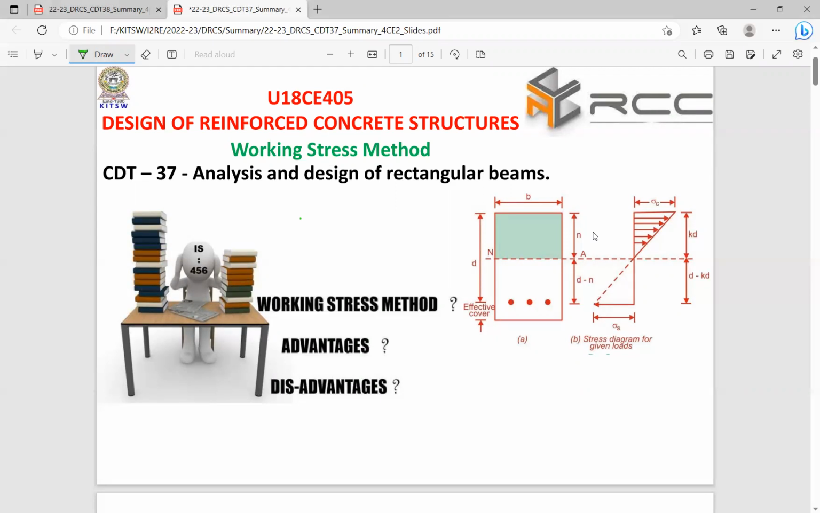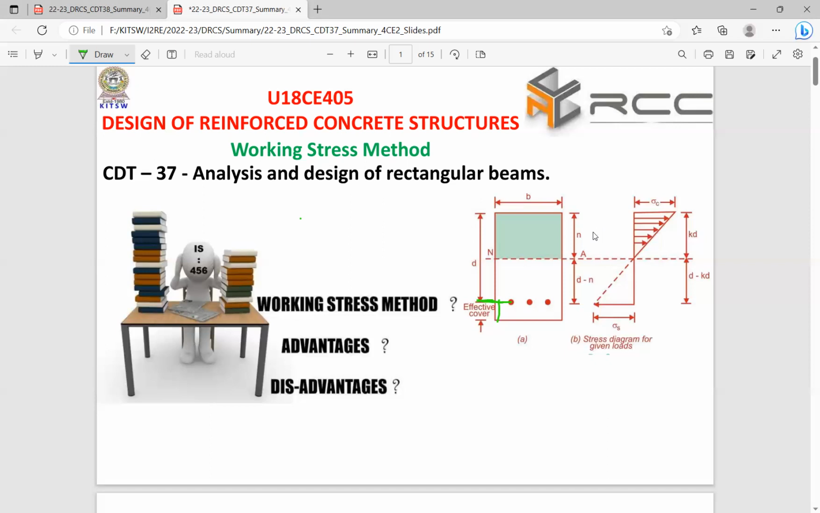In the working stress method of design, stress variation is considered as linear. So this is the stress variation. This is considered a singly reinforced beam. This is your effective cover, and this is the effective depth, d, and this is the neutral axis.